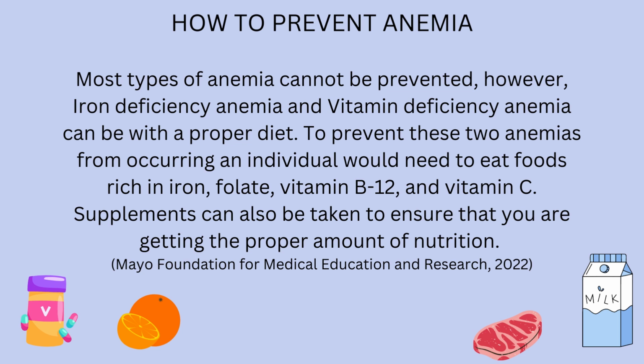To prevent these 2 anemias from occurring, an individual would need to eat foods rich in iron, folate, vitamin B12, and vitamin C. Supplements can also be taken to ensure that you are getting the proper amount of nutrition to prevent getting vitamin deficiency anemia or iron deficiency anemia.